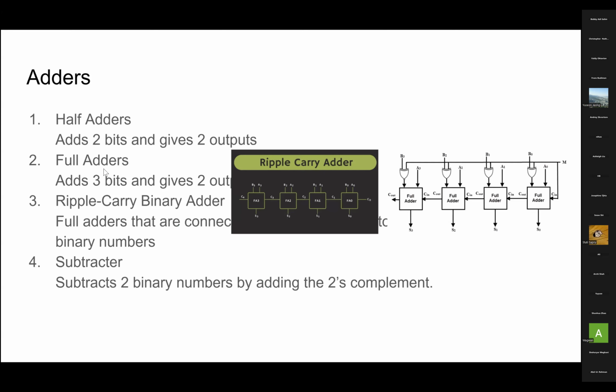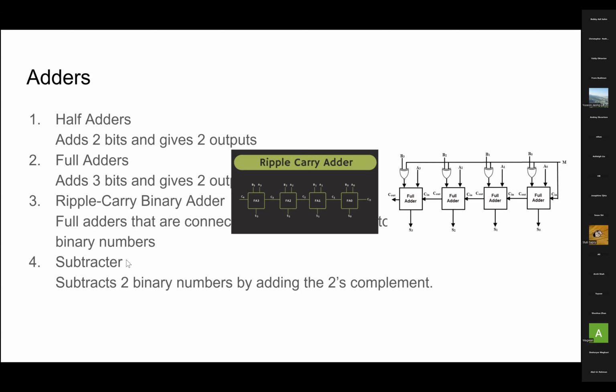So the difference is just this one has a carry in that it can take, while the half adder cannot do a carry in. And the reason we need a carry in is for the addition later and also for the subtraction. And a ripple carry binary adder is just you put a lot of full adders and you connect them one after the other, and then you can add 2 numbers, 2 binary numbers.